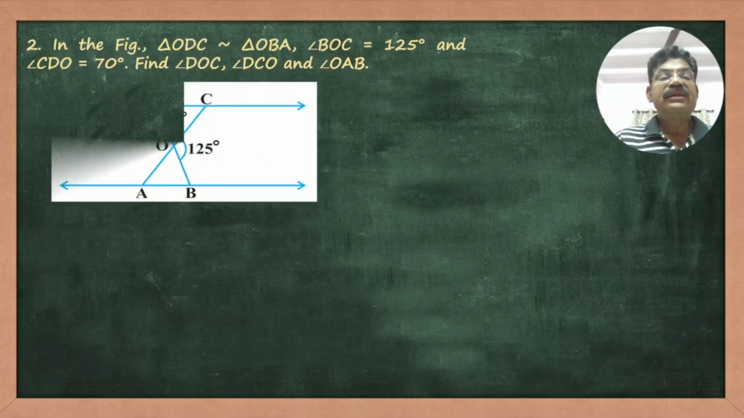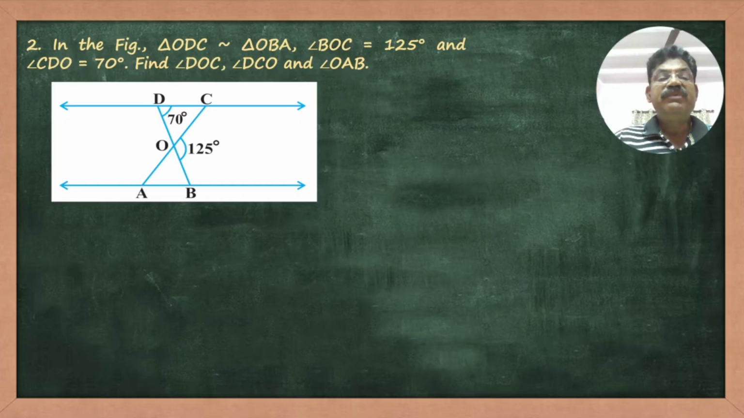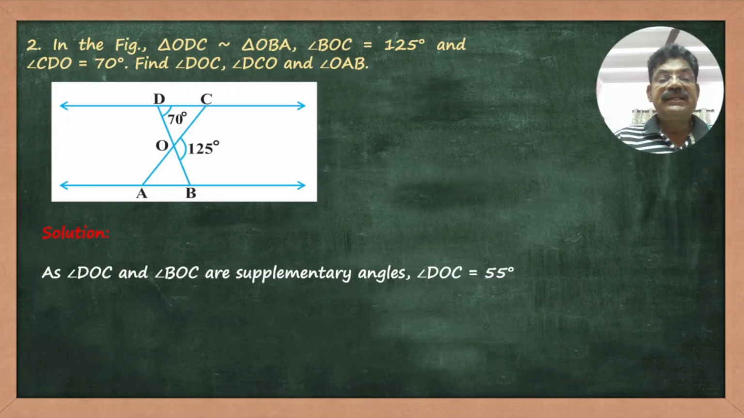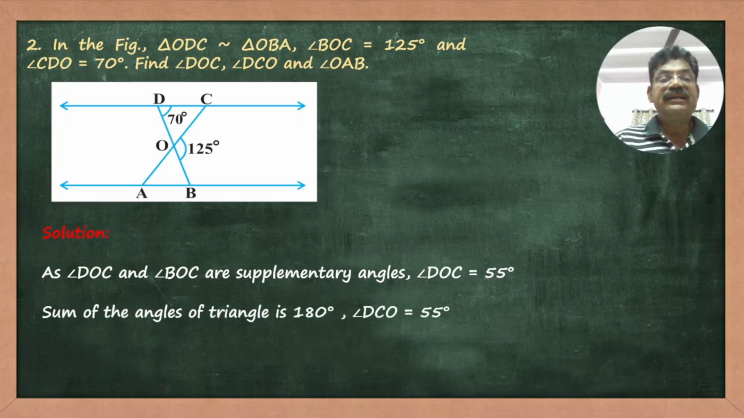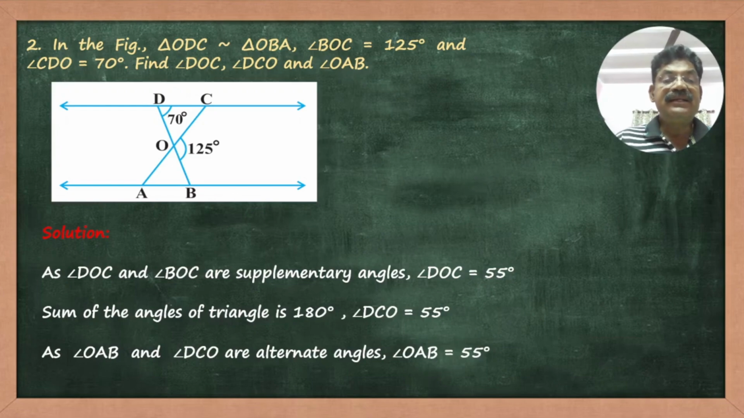Second problem. In the figure, triangle ODC is similar to triangle OBA. Angle BOC is equal to 125 degrees and angle CDO is equal to 70 degrees. Find angle DOC, angle DCO and angle OAB. It is very simple. First, as angle DOC and angle BOC are supplementary angles, angle DOC is equal to 55 degrees, because 180 minus 125 is equal to 55. Now, two angles in triangle ODC are known. Therefore, you can write angle DCO, and it is also equal to 55 degrees. Now, angle OAB and angle DCO are alternate angles. Therefore, angle OAB is also equal to 55 degrees. So, the problem is very simple.